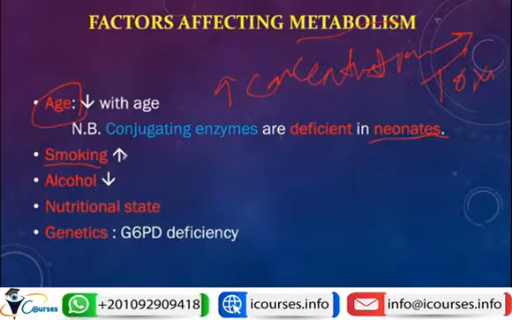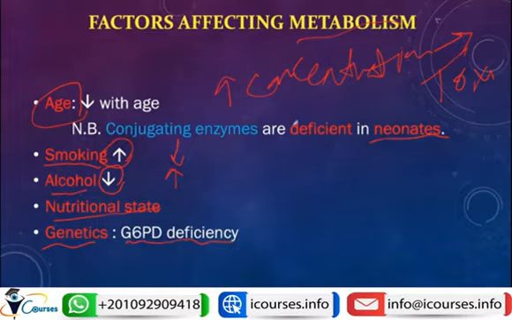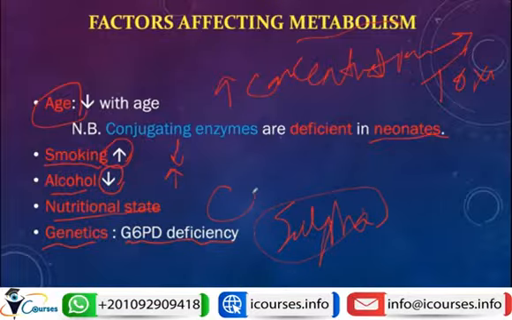Smoking causes enzyme induction, so it increases the metabolism, decreasing the drug concentration. On the other hand, alcoholism can cause enzyme inhibition, so it increases the drug concentration. Nutritional state and some genetic factors like glucose-6-phosphate dehydrogenase deficiency also affect the metabolism of some drugs. For example, in G6PD deficiency, sulfur drugs can affect the RBCs, which are already under stress from G6PD deficiency, causing hemolysis and hemolytic anemia.